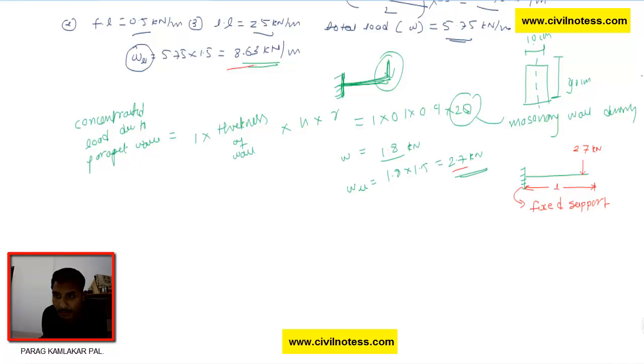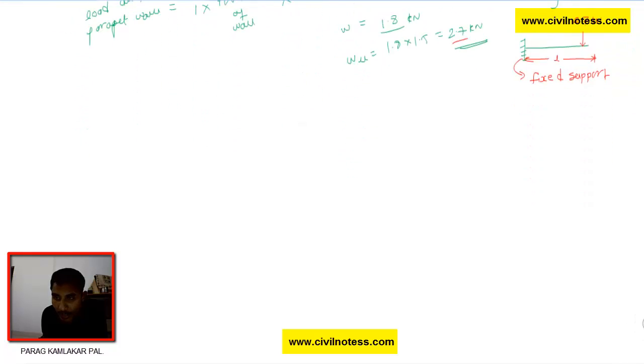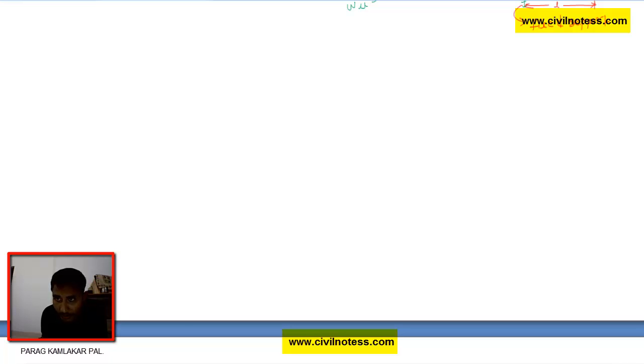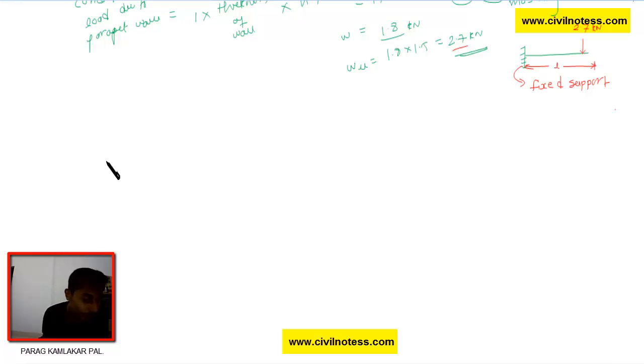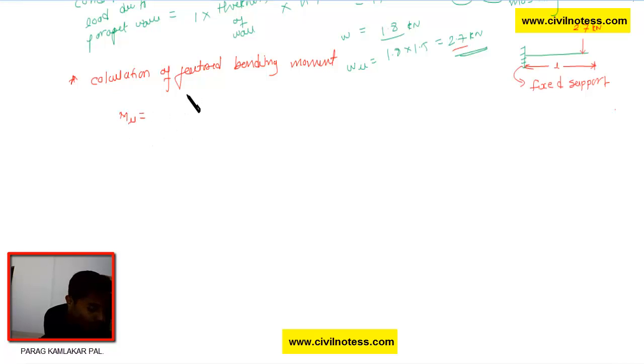Now after this, we go for our next step. Okay, wait a minute. It takes some time, guys. Now how can we do it? Our next step is the calculation of the factored bending moment. The calculation of the factored bending moment is very simple, which is given by Mu, the moment Mu.